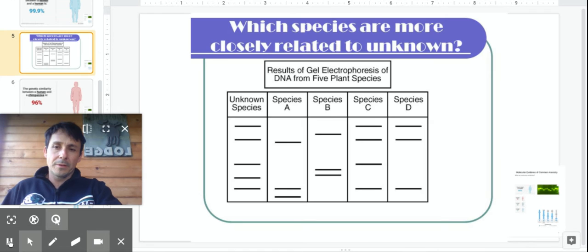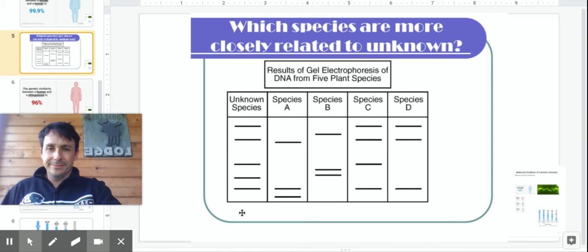DNA banding, like in the electrophoresis gel that you saw, can actually be used to tell how closely related different species are to each other. So for example, if you had an unknown species of plant, you cut up its DNA and sent it through an electrophoresis gel, you might find that as a banding pattern. Then you could take 4 other species of plants, A, B, C, and D, do the same thing to them, and whichever banding pattern lines up most closely will show you how closely related they are.